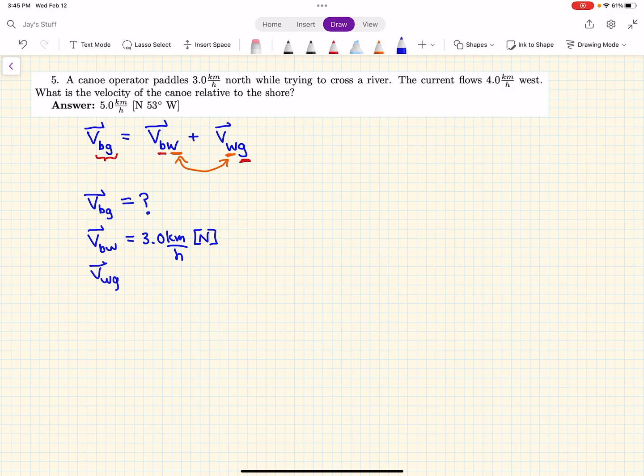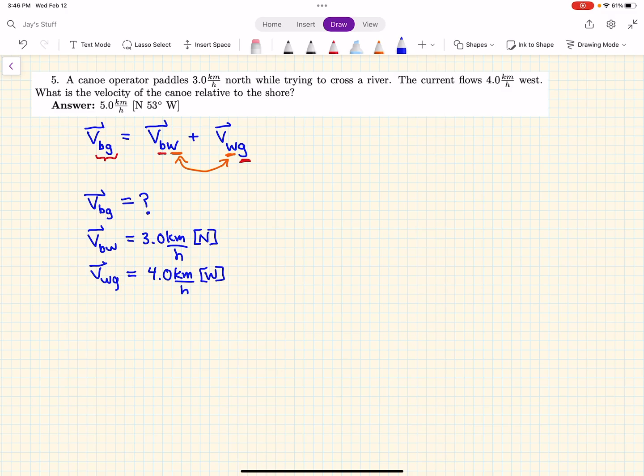Now, anytime they give you like a wind velocity or a current, that is going to be your water to ground or air to ground velocity. So in this case, that's 4 kilometers per hour west. So based on this vector equation, if we want to know the velocity of the canoe or boat relative to the shore or ground, we need to add as vectors the velocity of the boat relative to the water plus the velocity of the water relative to the ground, and that will tell us the velocity of the boat relative to the ground.